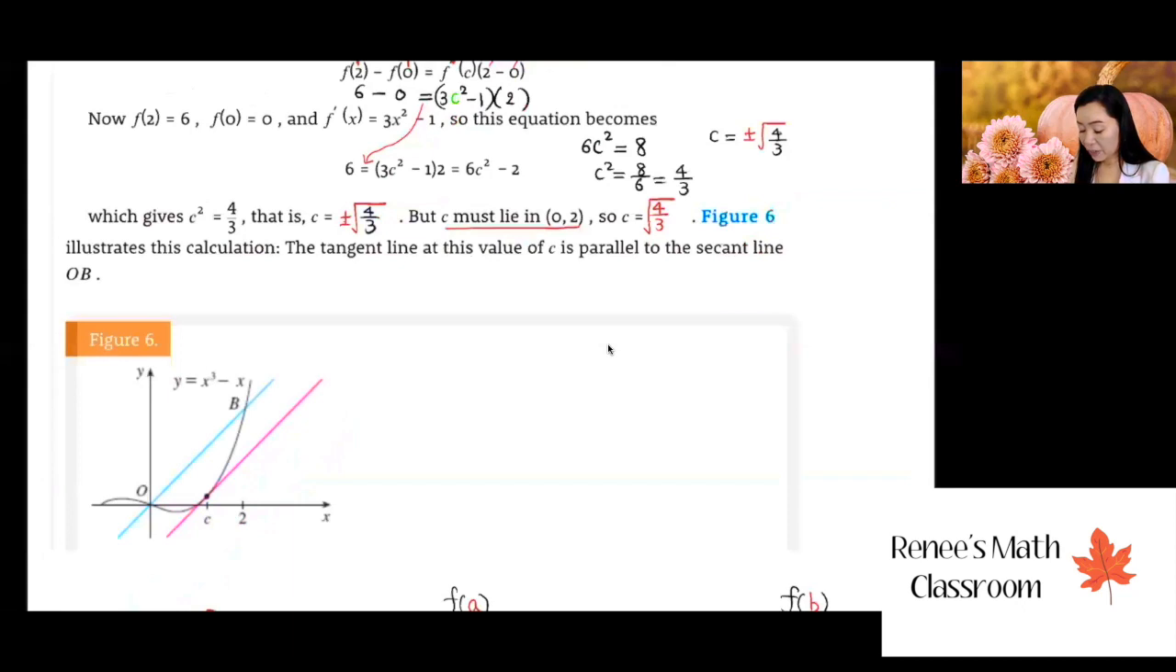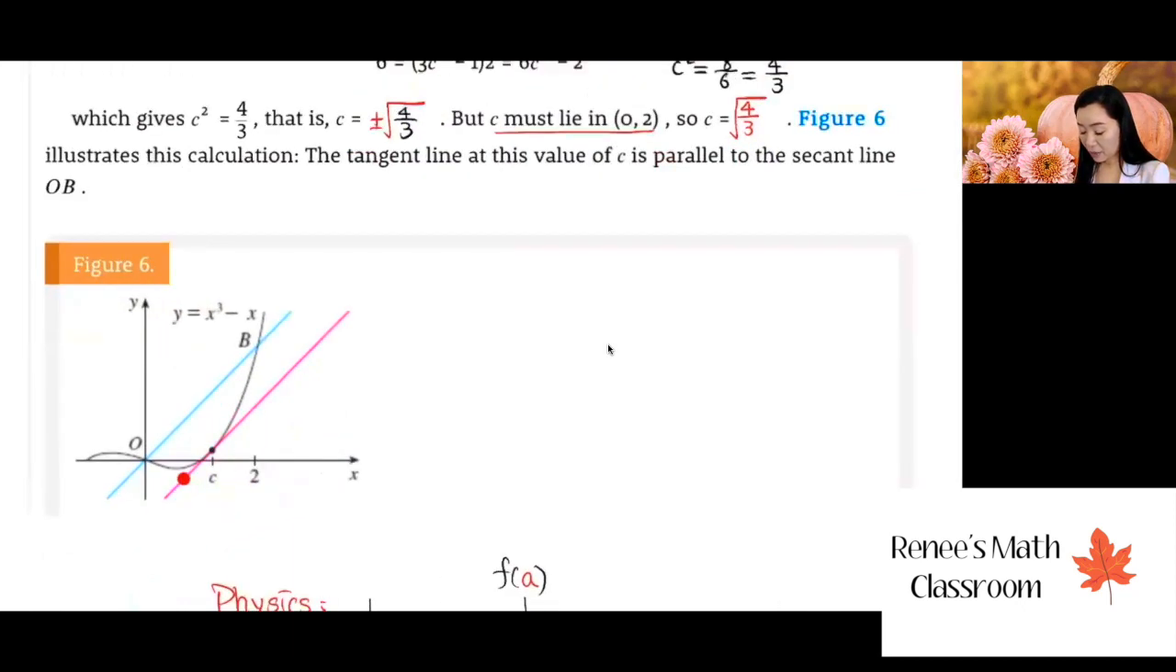Over here, you look at the figure. That's the graph for this cubic function. From 0 to 2, the function is continuous and differentiable. So that is this point c. And if you draw the tangent line over here, it is going to be parallel to the secant line passing through the two endpoints. So here it is, the positive square root of 4 over 3. That's c. Question?